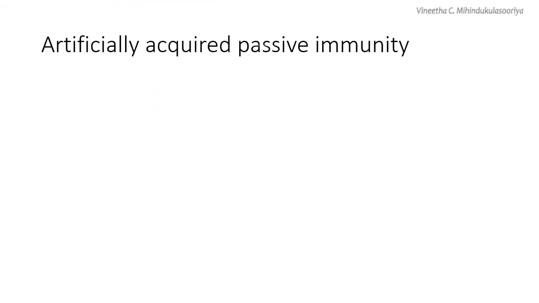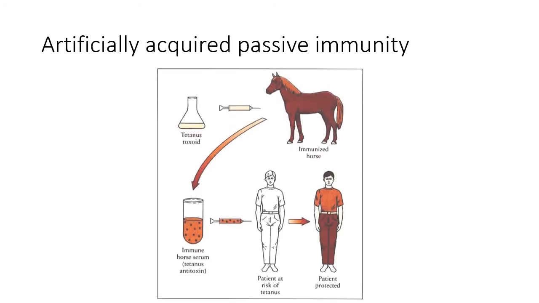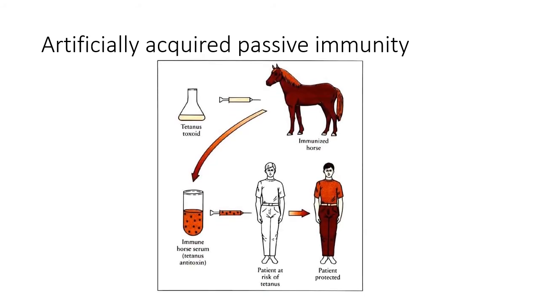Artificially acquired passive immunity. The immunity provided by antibodies obtained from certain cells is called artificially acquired passive immunity. Antitoxins produced within the bodies of horses are used for diseases such as hepatitis A. Since ready-made antibodies are administered, the immunity gained this way lasts only for several weeks to about 4 months.